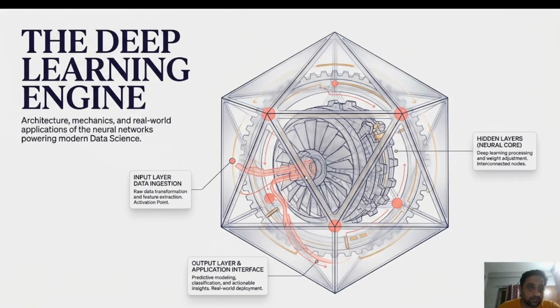Welcome everyone. Imagine you are holding a jet engine in your hands. It has an intake where raw air enters, a core where all the combustion and transformation happen, and an exhaust where power comes out. Now, replace air with data. Replace combustion with mathematical computation and replace power with predictions, decisions and intelligence.